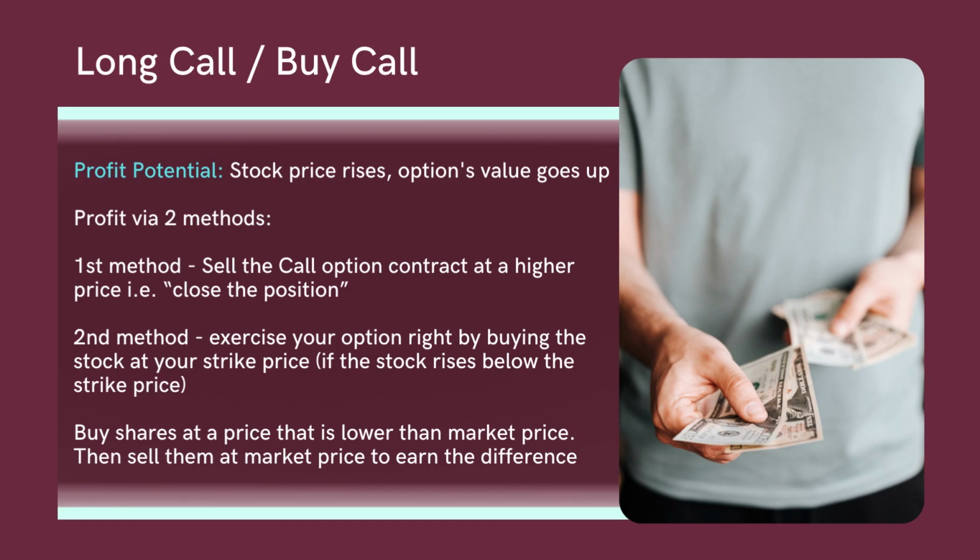The first method is when the stock price rises, the value of the contract also increases, and with this, you can sell away the call option contract at a higher price than what you have initially paid. As shared earlier, this action is to close the position. The second method to profit is to exercise your option right by buying the stock at your strike price when the stock rises above the strike price. In short, you are buying the shares at a price that is lower than the current market price. With these shares on hand, you can then sell them at the market price to earn the difference.